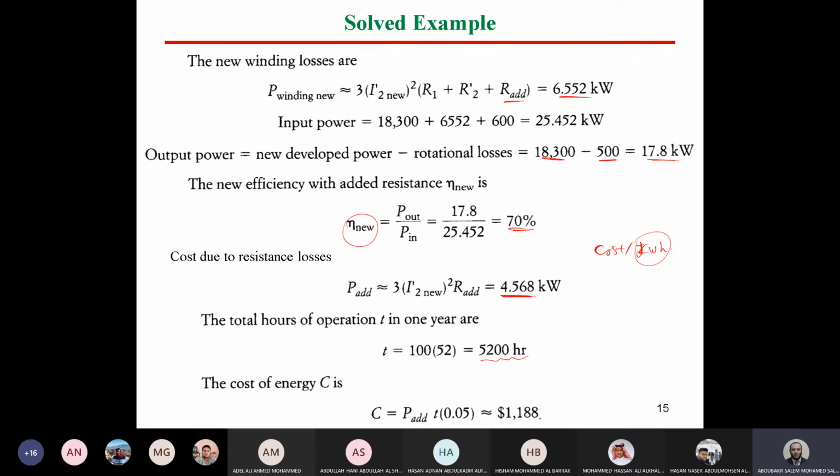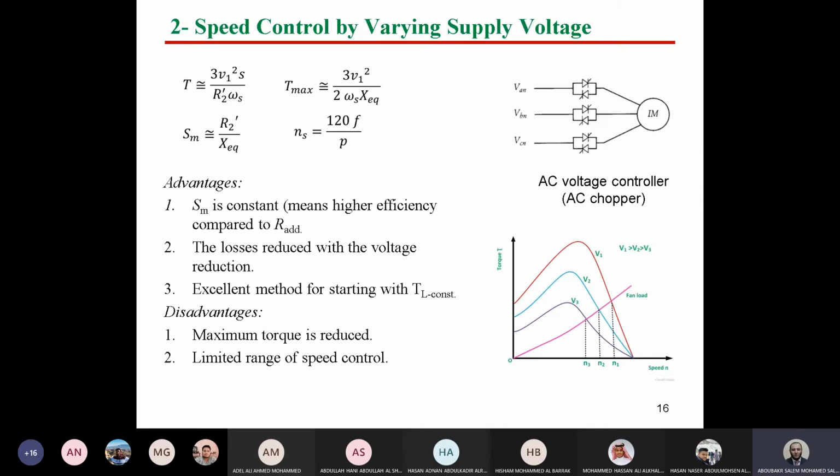Can you see? For 1 year, we added more than $1,000 just to make the speed control by adding resistance. So it's a costly technique, and at the same time, it's reducing the efficiency. So you have bad performance compared to other techniques. So this is a very practical example. Actually I like it because it's touching the actual life for the machine applications.